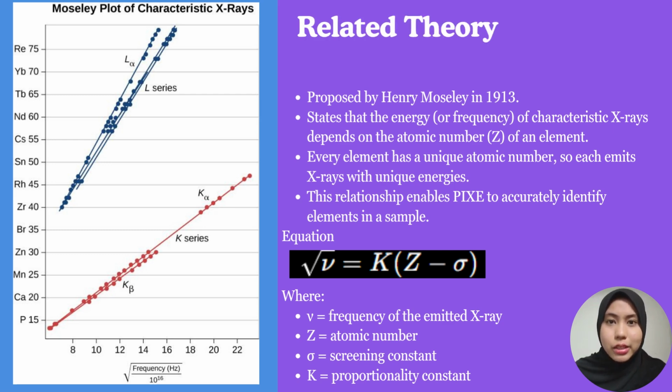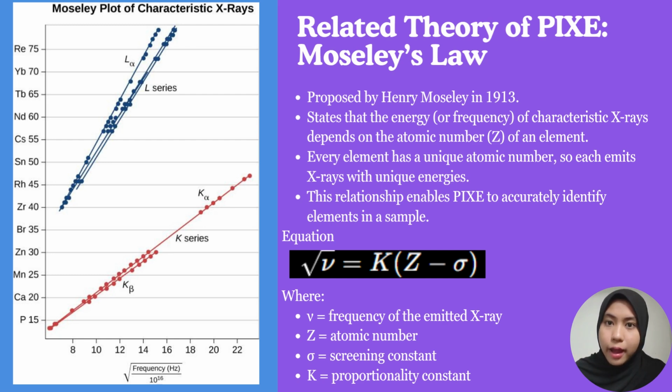Next is the related theory, which is Moseley's law. Moseley's law was proposed by Henry Moseley in 1913. Moseley's law states that the frequency, or equivalently the energy, of characteristic X-rays is directly related to an element's atomic number. Since each element has a unique atomic number, it also emits characteristic X-rays with unique energies.